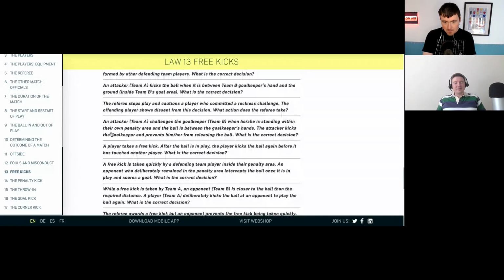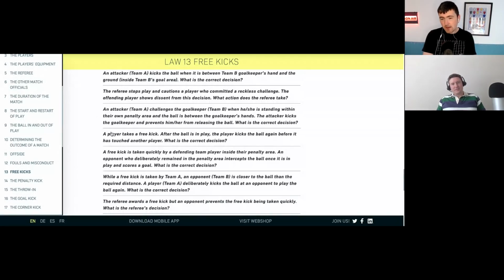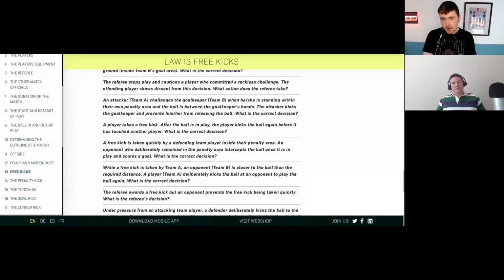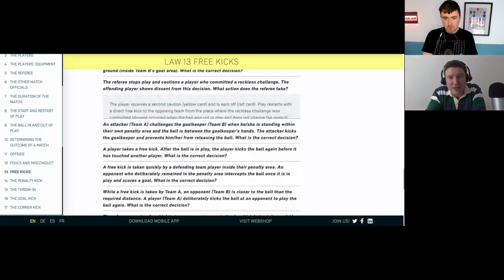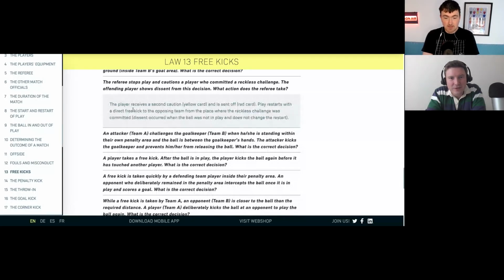Right. The referee stops play and cautions a player who committed a reckless challenge. The offending player shows dissent from this decision. What action does the referee take? Really doesn't belong here, but we'll ask it anyway. That would be a second yellow card. And what about the free kick, I suppose? Well, it would still be a direct free kick, I think. It doesn't change to an indirect just because it's dissent, does it? Yeah, that's exactly. I guess that's the point they were trying to make with the question.